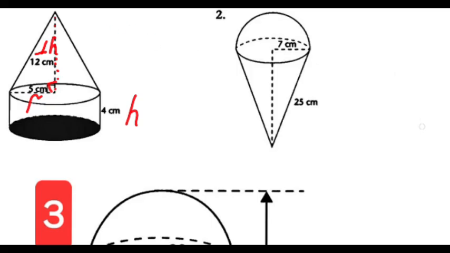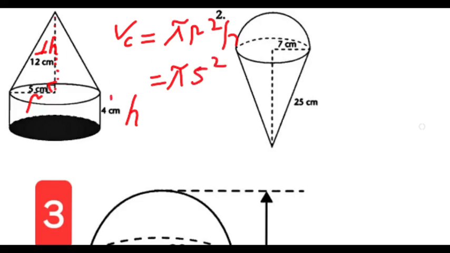So I start first. So volume of the cylinder. So the volume of the cylinder is going to be pi r square h. Pi from the formula. Radius we got 5 square, and the height we got 4, multiply 4.